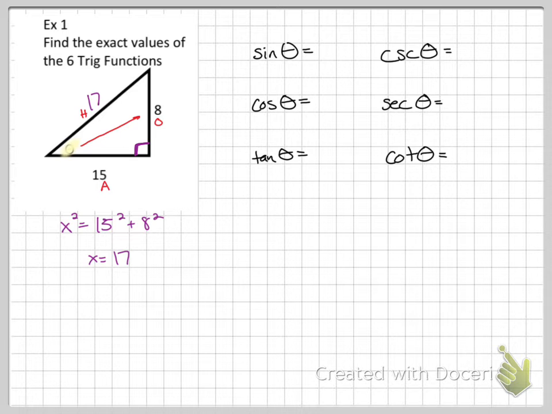So see if you can do Sohcahtoa. I'm just looking for a fraction, right? Each one of these is going to be a number over a number. You don't need a calculator. So see if you can do sine, cosine, tangent. Pause your video.